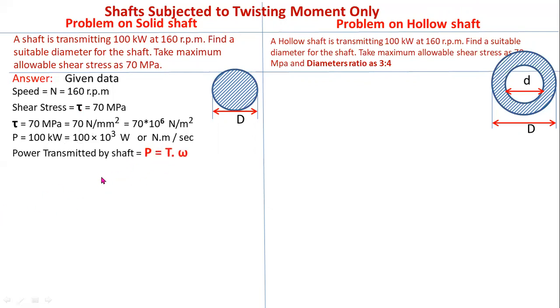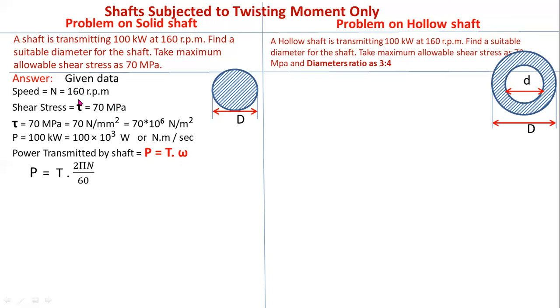Now already we know that the power transmitted by this shaft, power P equal to torque into angular velocity. This is the formula for solid shaft and hollow shaft. So power P equal to T into omega. From this equation, you have to determine the value of torque transmitted by the solid shaft. Here the power P equal to 1 lakh watts and omega equal to 2 pi N by 60. Power P equal to T into 2 pi N by 60. Angular velocity omega equal to 2 pi N by 60, where N is the speed of the shaft, N equal to 160 rpm.